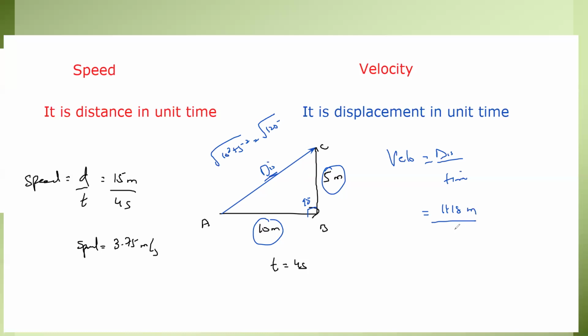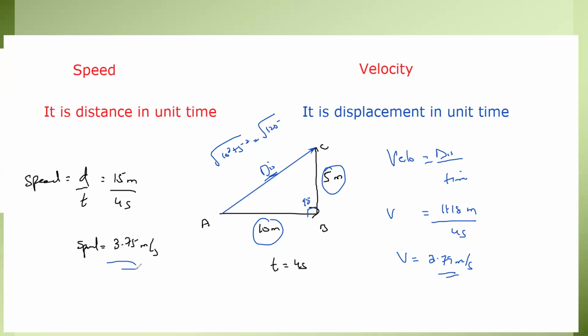And what about the time? The time is the same, 4 seconds to reach that place. So 11.18 divided by 4. What's the final answer? It will be 2.795, so it's 2.79 meters per second. That is the magnitude of the velocity. So you can clearly see the magnitude of the speed and the velocity are different.